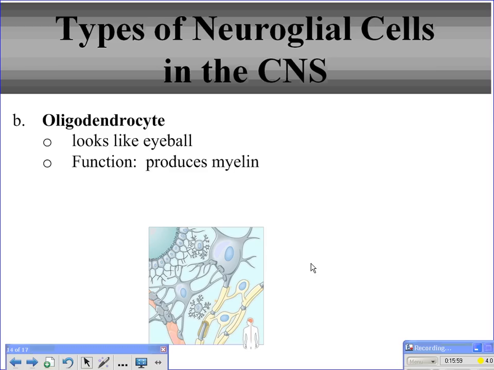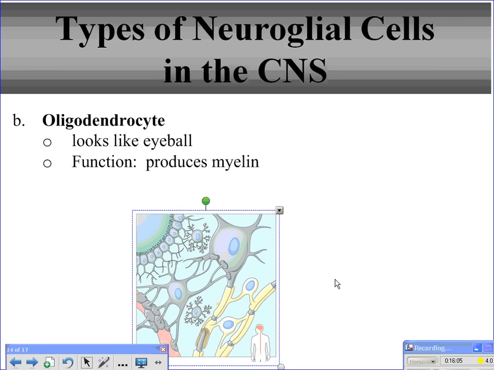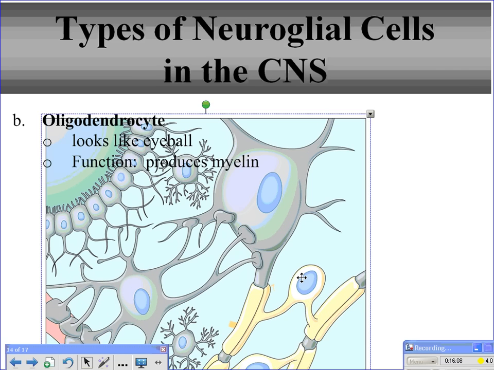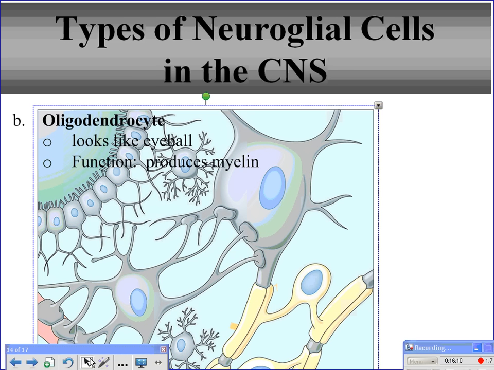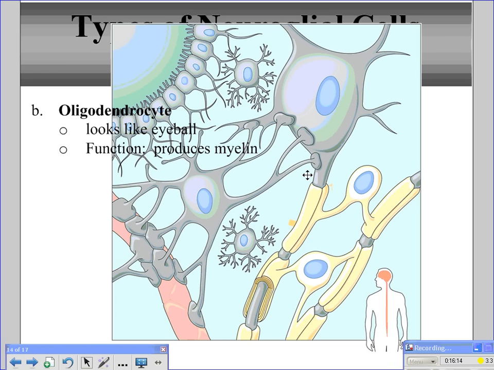Next is the oligodendrocyte, which kind of looks like an eyeball, and its function is to produce myelin. So we'll enlarge this picture right here, and I'll move it in just a second so you can see a little better. Here you can see a neuron right here. There's an axon of another neuron right here. And the oligodendrocyte is actually right here. It looks like an eyeball, and it has extensions coming off. And those extensions can go towards multiple axons.